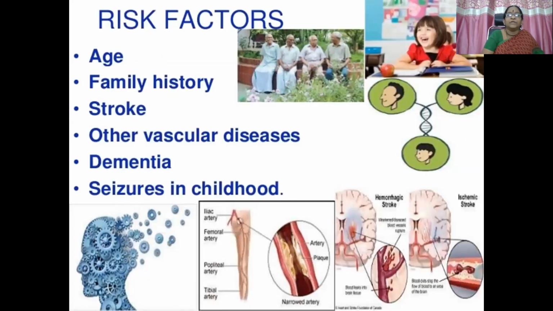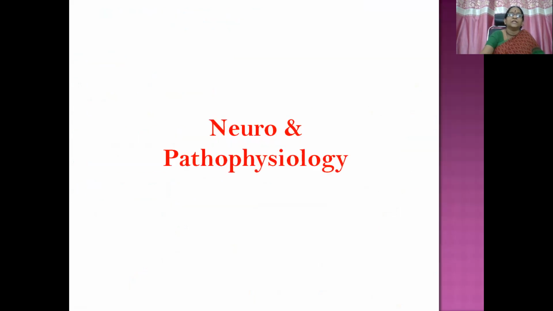The risk factors could be any age and family history, stroke and other vascular diseases, dementia, and even seizures in childhood, then further evolving into adolescent epilepsy.